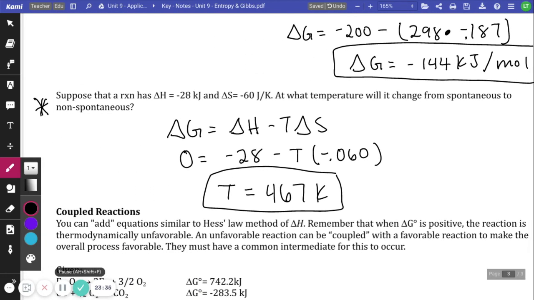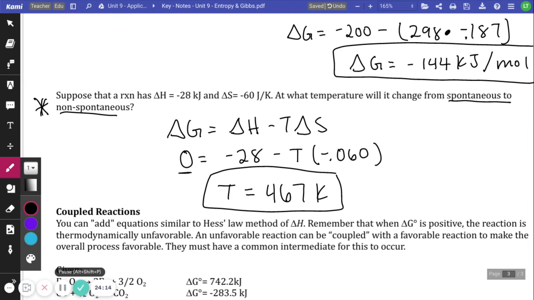All right, and then for my last one, it was a little bit more conceptual, but it did involve some math. It wants to know when it will change from spontaneous to non-spontaneous. We can remember that a reaction proceeds spontaneously when our delta G is negative, so it would switch whenever our delta G is 0. So I put in 0 and I got that the temperature it would switch at would be 467 Kelvin. I just plugged it in and did some simple algebra there.